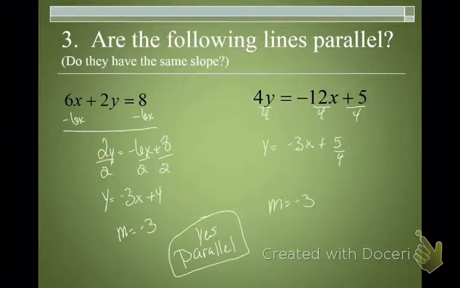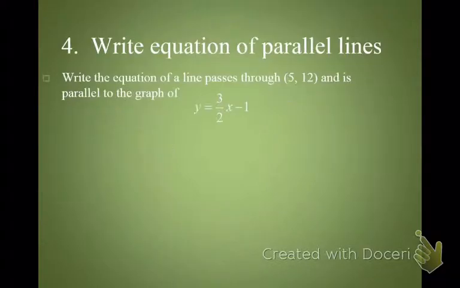Okay, what did you come up with? Hopefully this. That's getting y by itself for both those equations. The two slopes are going to end up being -3, and so yes, they're going to be parallel. And again, if you had to explain why, you can simply say the slopes are the same.